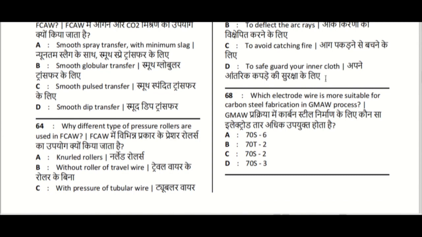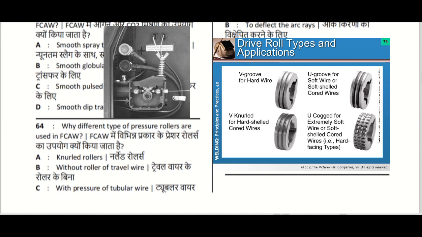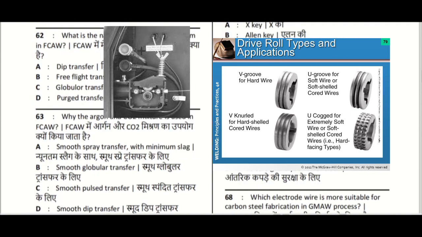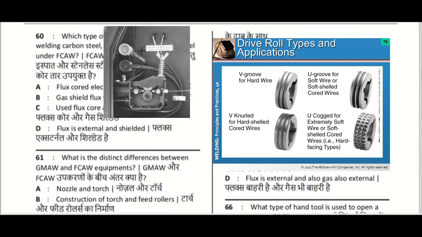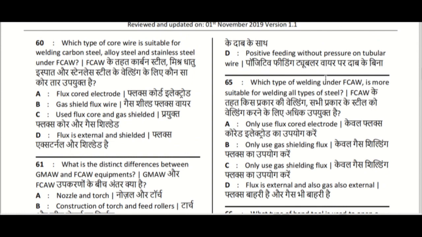Why are different types of pressure rollers used in FCAW? The answer is positive feeding without pressure rollers on tubular wire. The main reason is positive feed.